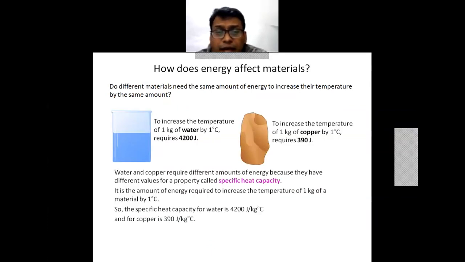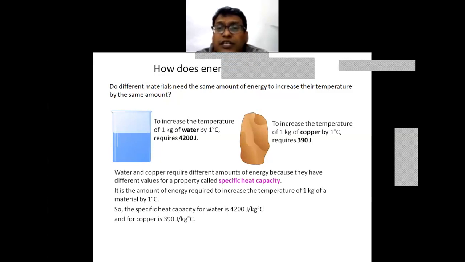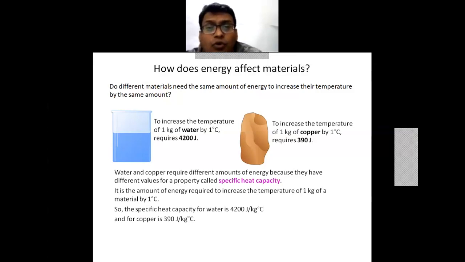At the same time, another question is: do different materials need the same amount of energy to increase their temperature by the same amount? To increase the temperature of 1 kg of water by 1 degree Celsius, you require 4200 joules. I suppose everyone remembers that 1 kg of water by 1 degree Celsius requires 4200 joules. And if it is copper, then you require 390 joules.